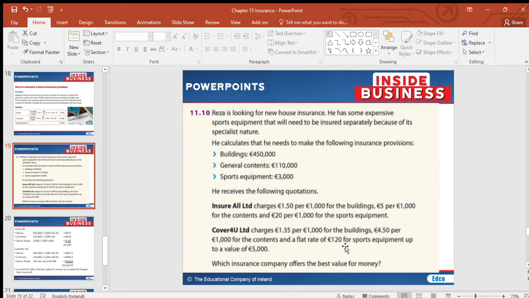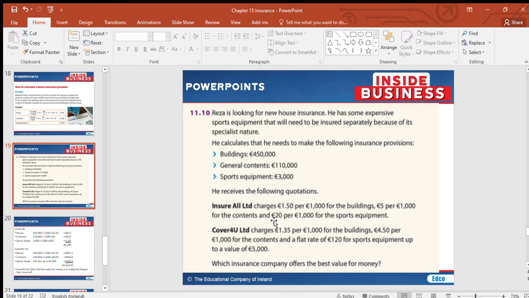For Cover for You, the contents and the sports equipment are obviously the same, and the first two here are the same. The third one here for Cover for You is just a flat rate of €120 for sports equipment up to the value of 5,000. That means the insurance company is telling you that if you have sports equipment up to the value of 5,000, you pay €120 on it. If their sports equipment is 3,000, how much will they pay for their flat rate for insurance for their sports equipment? I'm going to get you to do this out for homework.